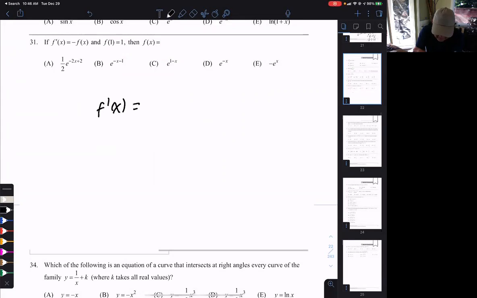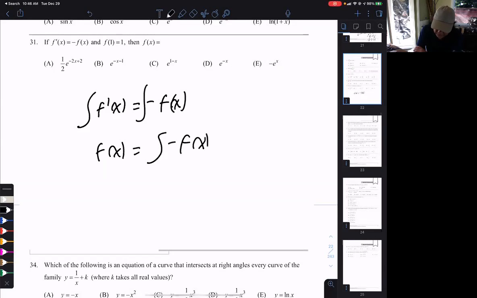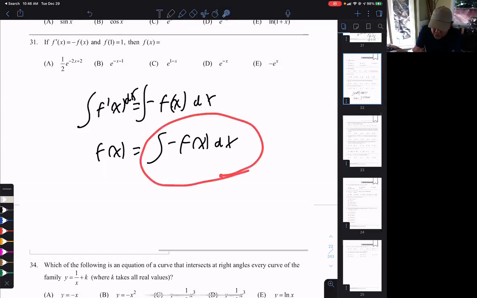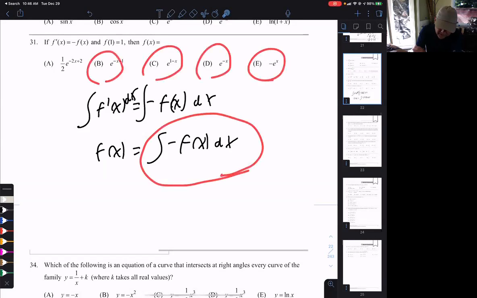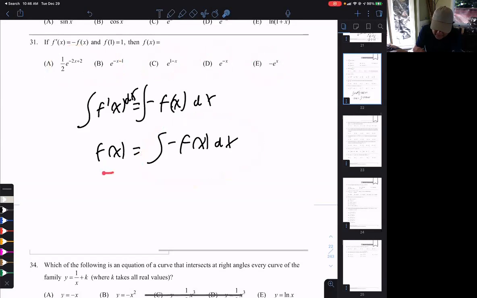F prime of x equals minus f of x. So you could technically integrate both sides and get f of x equals the integral of minus f of x. And so you could integrate each of these answers and see which one gets you f of x. So you could do it that way also. So you could look at it as a chapter 5 or chapter 3.